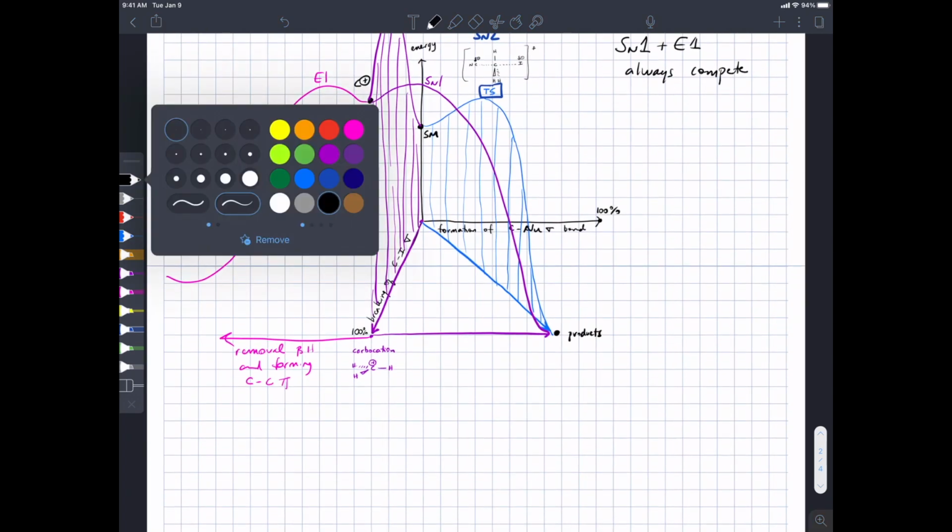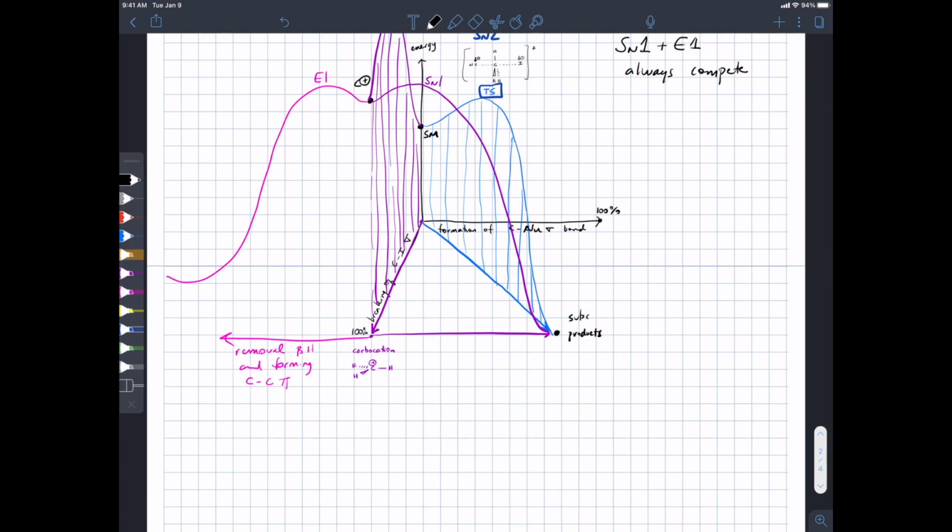Okay, so I guess over here we ought to put substitution products, and over here we'll put elimination products. All right. Questions so far?